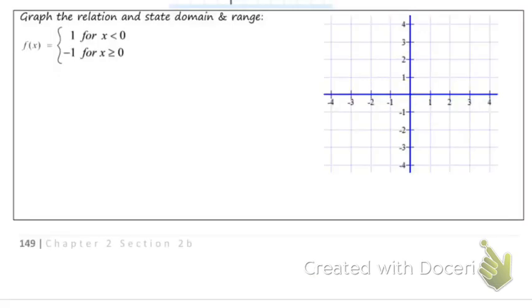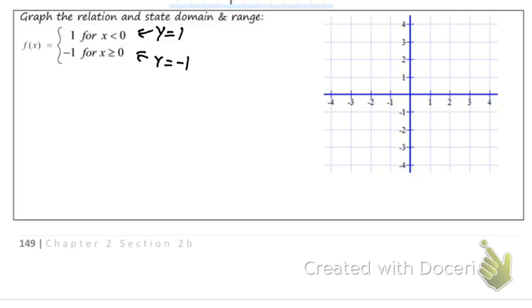All right, let's start with kind of a traditional one. It says graph the relationship and state the domain and range. So we're supposed to graph 1 if x is less than 0, and we need to graph -1 for when x is greater than or equal to 0. Note, if f of x equals 1, we're really talking about y equals 1. And for this one, I'm talking about y equals -1. So we're talking about horizontal lines.